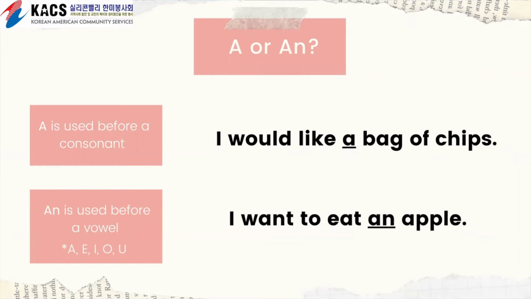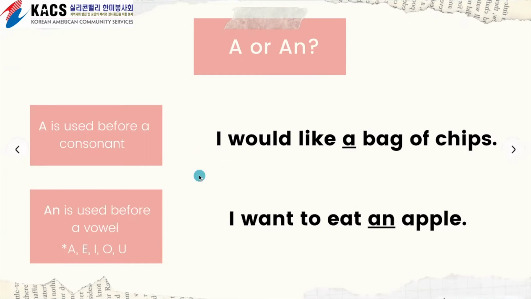The first thing you should do is to look at the word right after the blank, which is the word bag. And the word bag begins with the letter B, which is a consonant. So this is why we use A, because A is used when the word right after it begins with a consonant. So I would like a bag of chips.